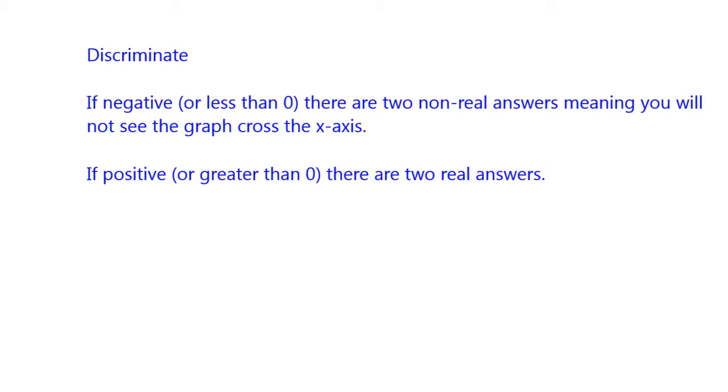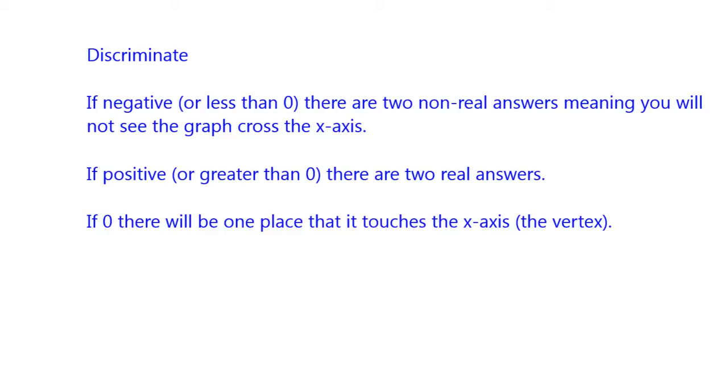If the discriminant is positive or greater than 0, there are two real answers. If the discriminant is a perfect square, there will be two distinct places where it crosses the x-axis. If the discriminant is 0, there will be one place that the graph touches the x-axis. This would also be known as where the vertex lies on the graph.